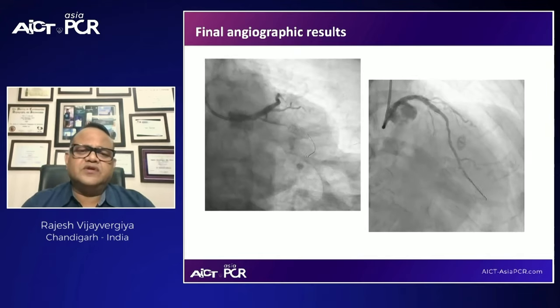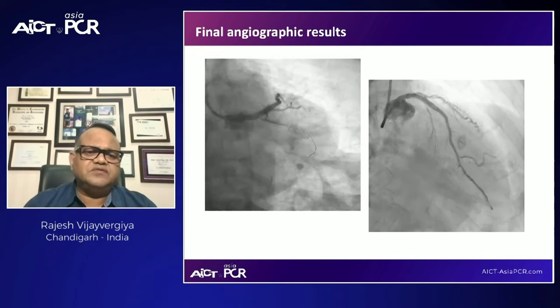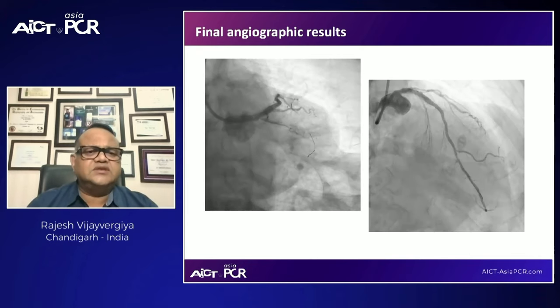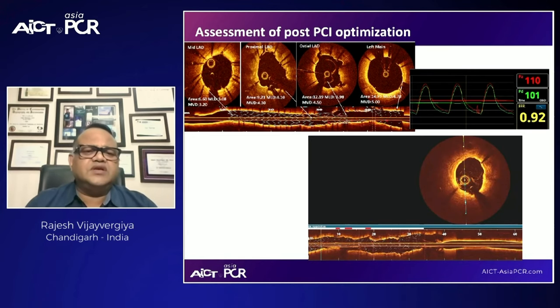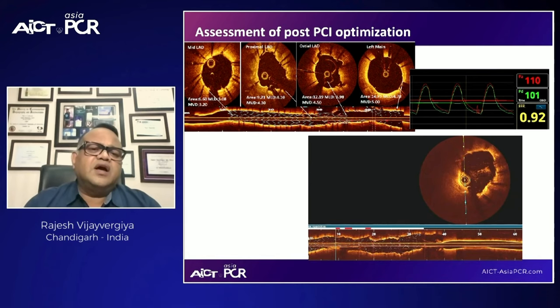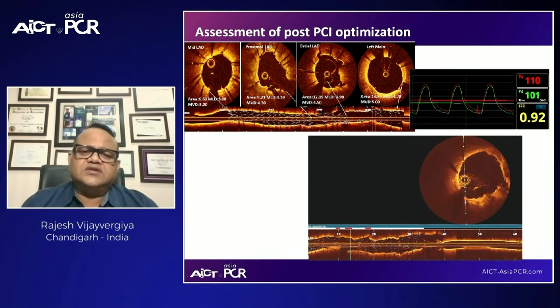You can have a look at the good flow across the left coronary system with preservation of all the side branches. And here is the OCT imaging across left main to LAD, which shows good expansion, good area, well-positioned stent, and the FFR across the stented segment is 0.92.